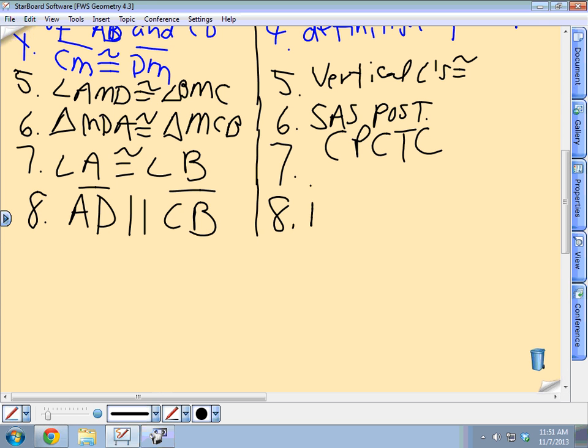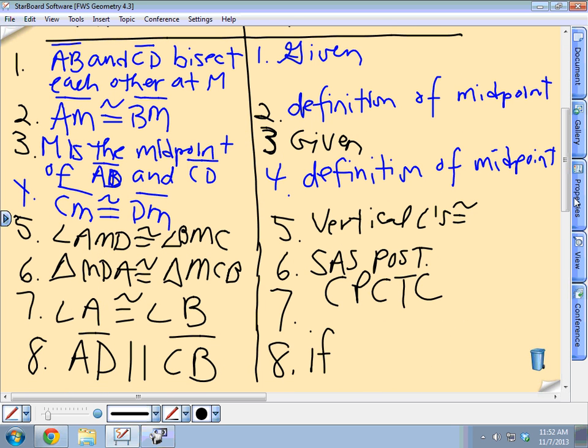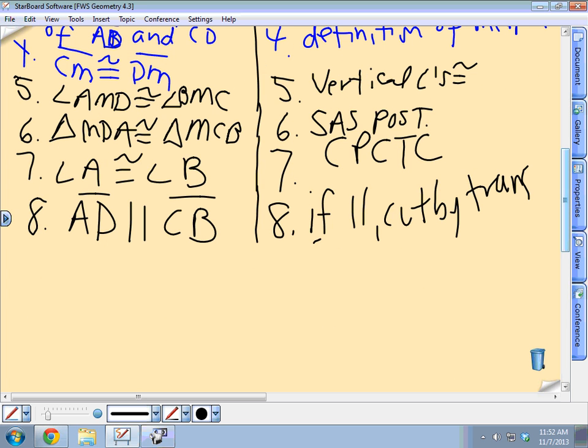But how would you know that A and B are congruent? Because you have two congruent triangles. So if you have two congruent triangles, all the corresponding parts are congruent. All the sides are congruent, all the angles are congruent. So A and B are congruent because corresponding parts of congruent triangles are congruent. Okay. And so I'll just write, if two lines cut by a transversal.